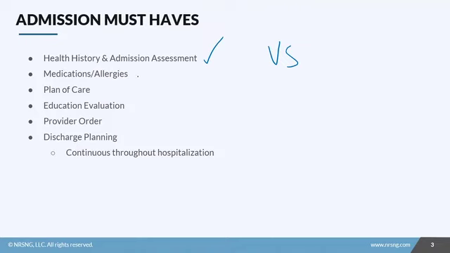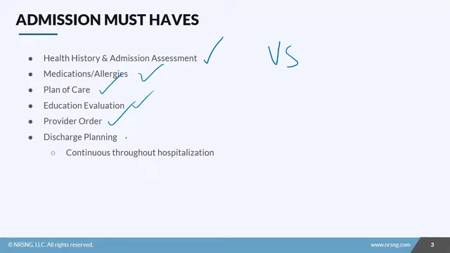So you'll ask your patient if they're on any medications and what they're on, or if they have any allergies. You'll develop a plan of care and evaluate your patient for education purposes. You'll also make sure that you've got an order from the provider to be admitted and to what unit. Sometimes you'll have standing orders, and then sometimes your providers will have to put in special ones. But just check your unit where you're working to look at the particulars.